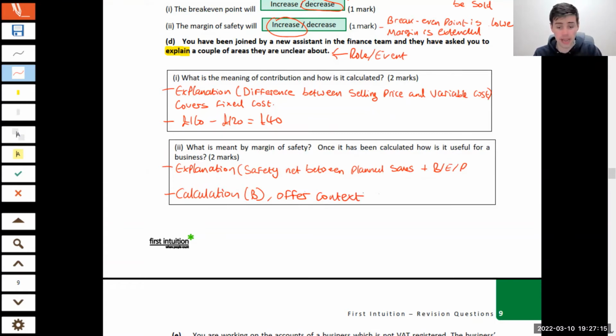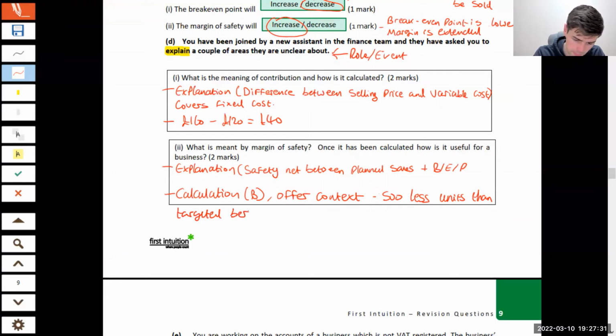So as I've just said, we can sell 500 units less than targeted before we make a loss. Now, again, you will of course write this ever so slightly differently, but the point applies. It's saying, why is it useful for a business? Well, let me show you, because 500 units, that means that we can sell 500 units less than our targeted sales before we start making the loss.